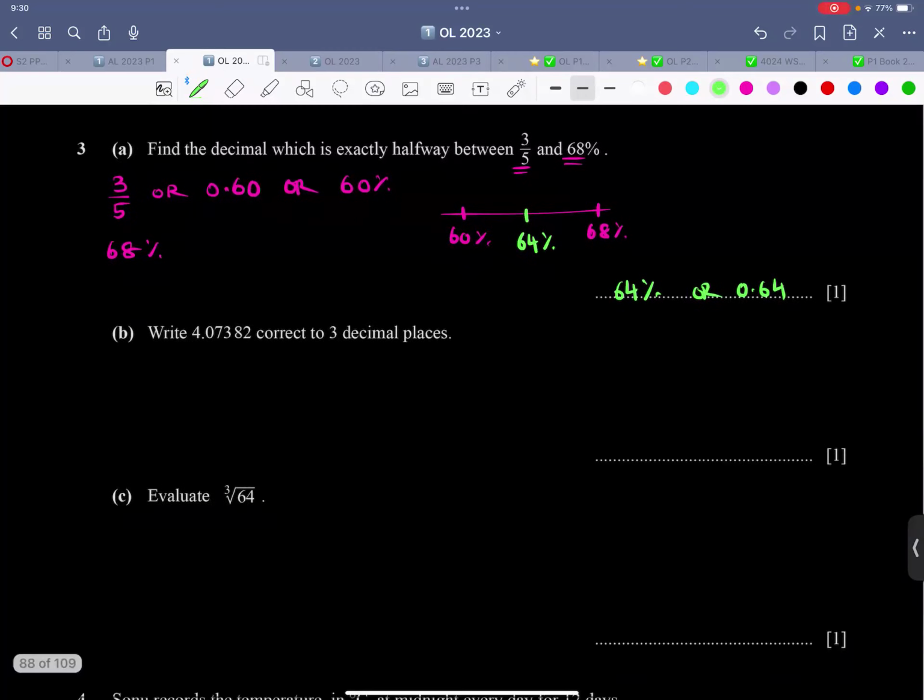The next one, write this number correct to 3 decimal places. So this is the decimal, and then there is 1 and 2 and 3, and focus on the 4th one. So 8 is greater than 5, so it will round up the next number, not everything, just the next number. So this is 4.07 and this answer is 4. That is the answer for this particular part.